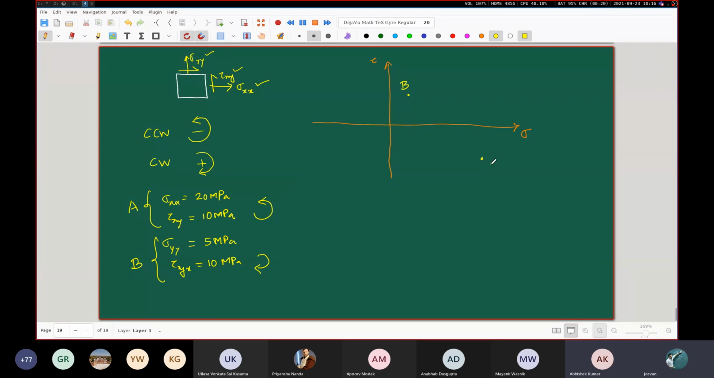This is B and this is A. This is all that is given to us from this stress element diagram. Now what you do is you join these two. So all this is done graphically now. You have selected or drawn these two points, and then you just join these two. When you join these two, it will cut this abscissa, this x axis, at this point.